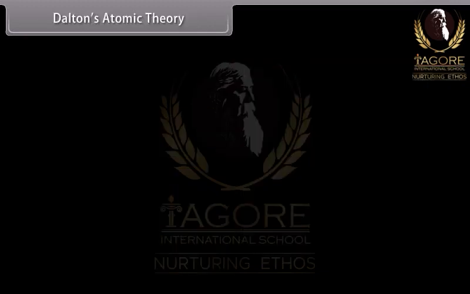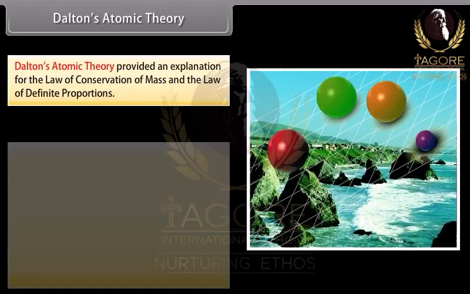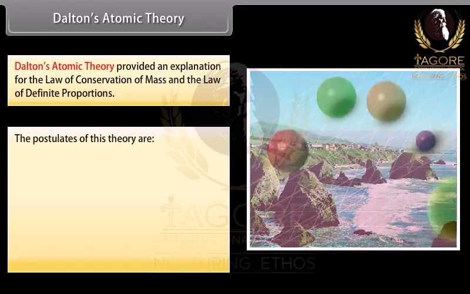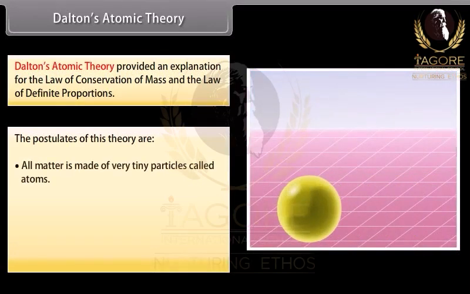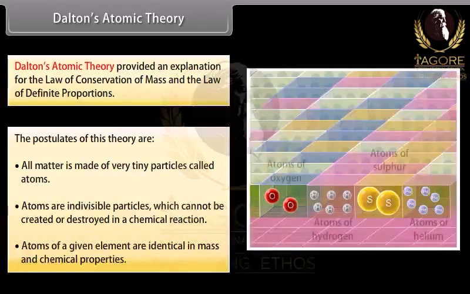Dalton's atomic theory. Dalton's atomic theory provided an explanation for the law of conservation of mass and the law of definite proportions. The postulates of this theory are: 1. All matter is made of very tiny particles called atoms. 2. Atoms are indivisible particles which cannot be created or destroyed in a chemical reaction. 3. Atoms of a given element are identical in mass and chemical properties.